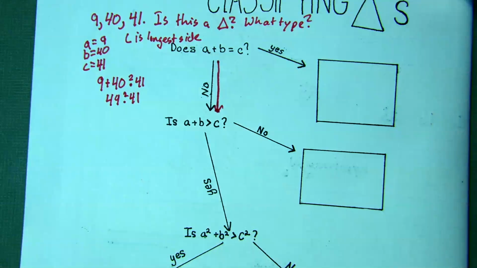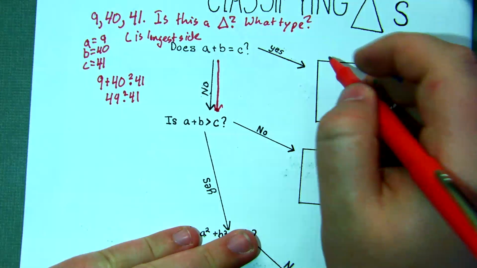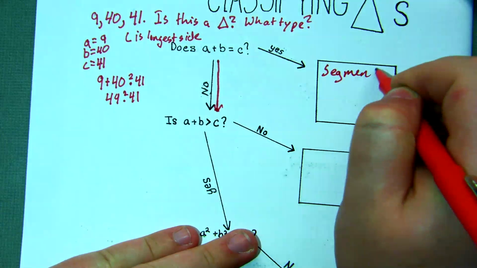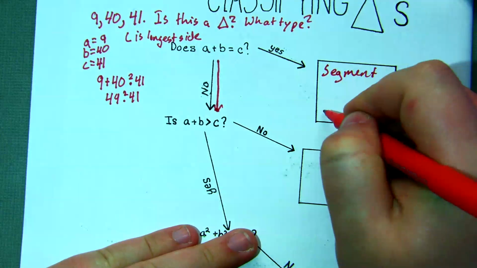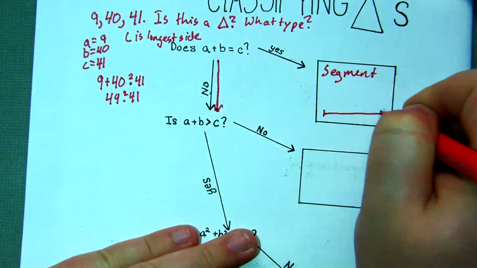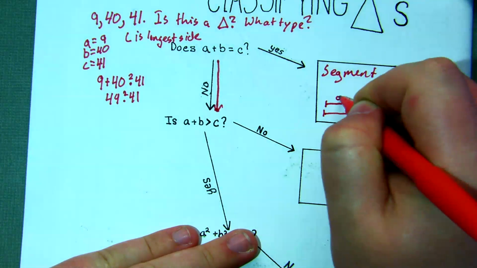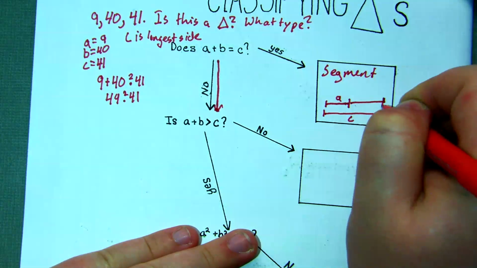Now let's say they were equal. Let's say we had been given 2, 3, and 5. If that was the case, then we would have a segment. It would look something like this. C, A, B.